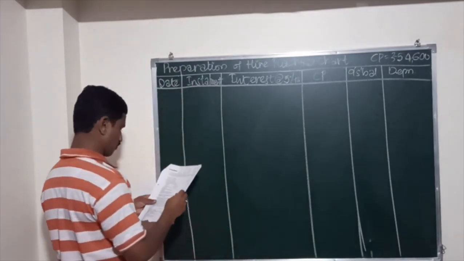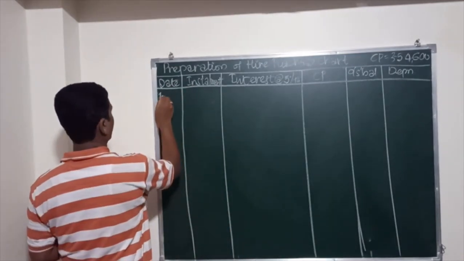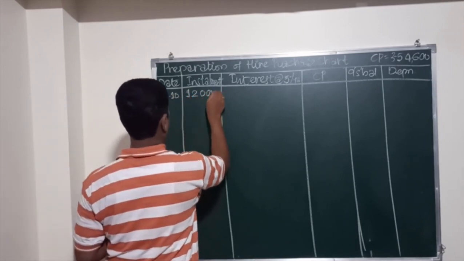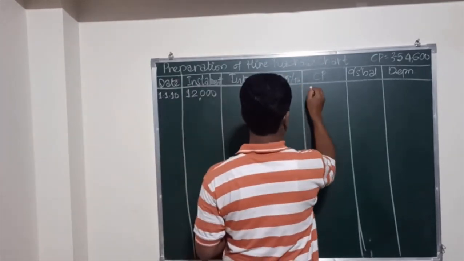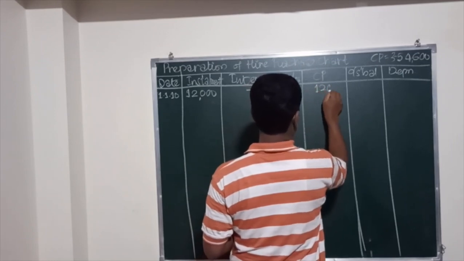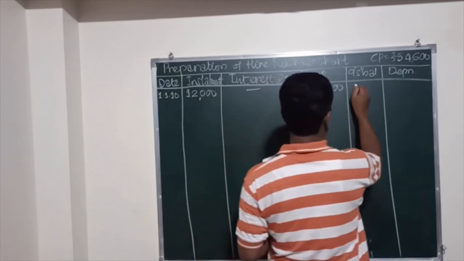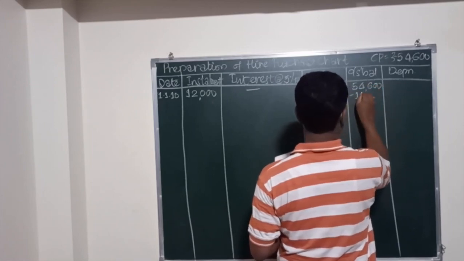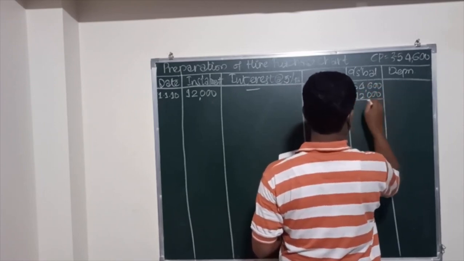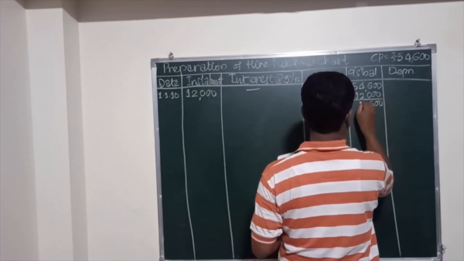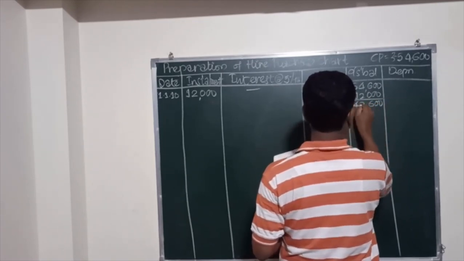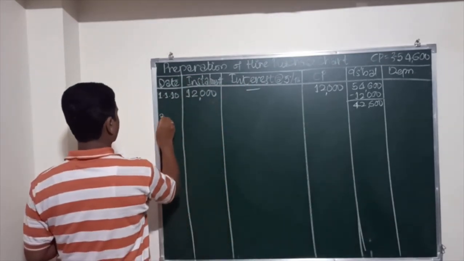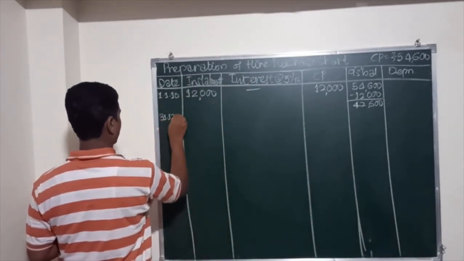So the agreement is signed on 1/1/2010 here. The down payment made here is 12,000. So no interest is payable on that. So 12,000 here. So the outstanding balance is 54,600 minus 12,000. That comes to 42,600.